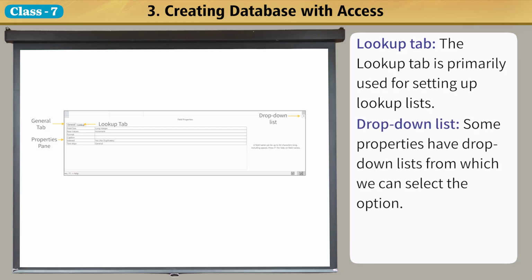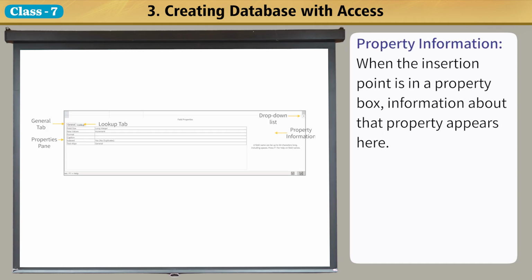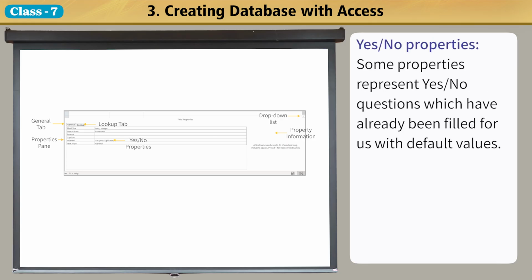Drop-down list. Some properties have drop-down lists from which we can select the option. Property information. When the insertion point is in a property box, information about that property appears here. Yes/No properties. Some properties represent yes/no questions which have already been filled for us with default values.